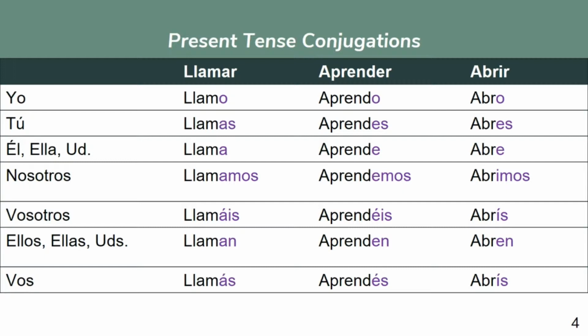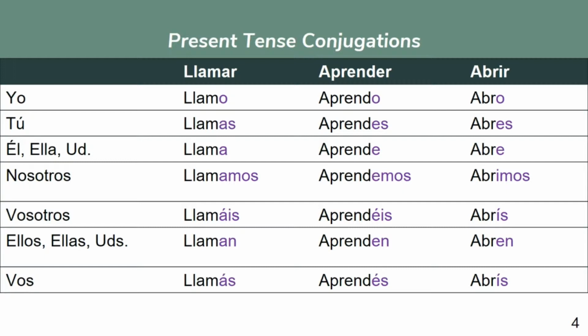With an ER verb, like aprender, it's yo aprendo, tú aprendes, él, ella, o usted aprende, nosotros aprendemos, vosotros aprendéis, ellos, ellas, o ustedes aprenden, and vos aprendés. For IR verb endings, like abrir, it's yo abro, tú abres, él, ella, o usted abre, nosotros abrimos, vosotros abrís, ellos, ellas, o ustedes abren, and vos abrís.